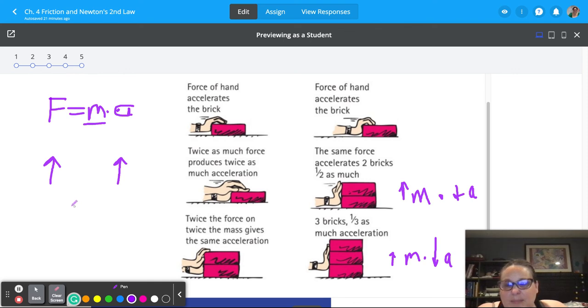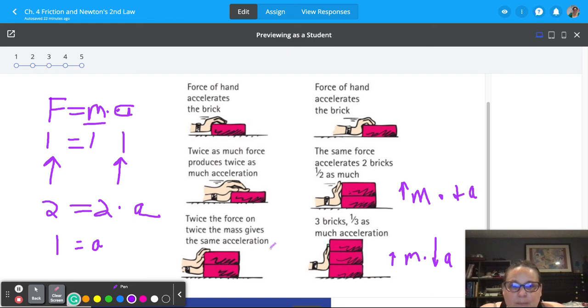If you plug in the numbers is probably the best way to view that. If I were to say that I'm applying 1 Newton of force to 1 kilogram at 1 meter per second squared, and then I say I'm going to double the force and double the mass, so force will become 2, mass will become 2, and we're going to solve for acceleration. I have to divide both sides by 2, which gives me 1 equals acceleration. So if I double both the force and the mass, acceleration will actually stay the same.